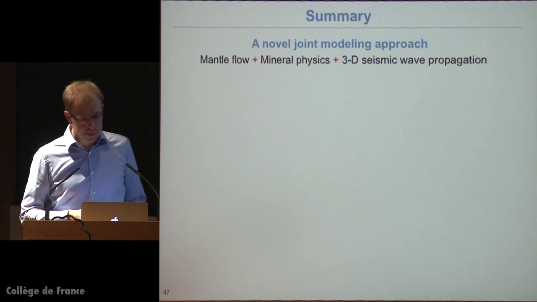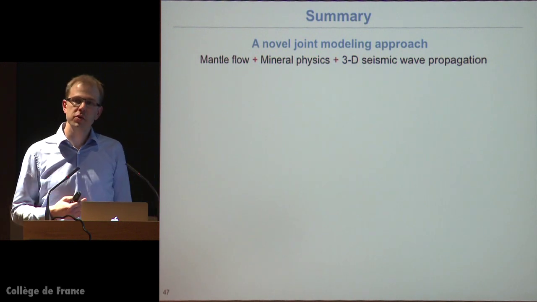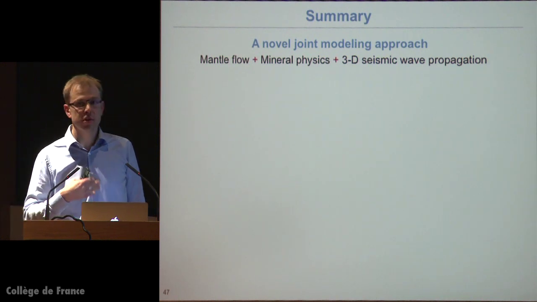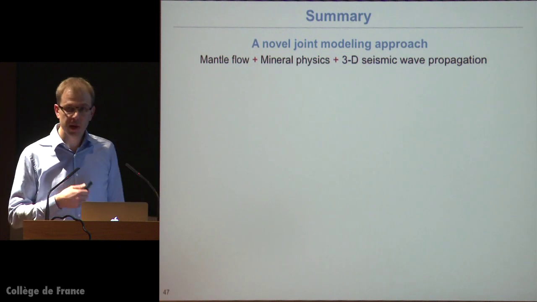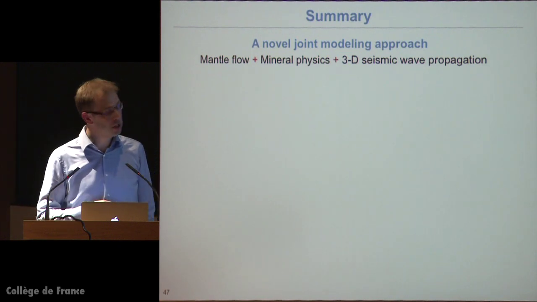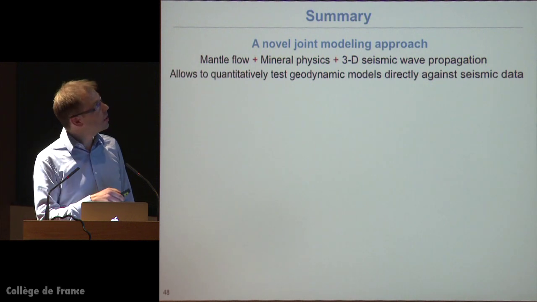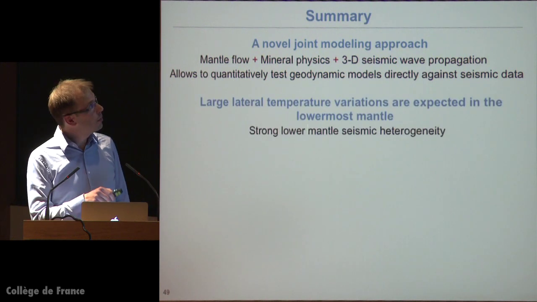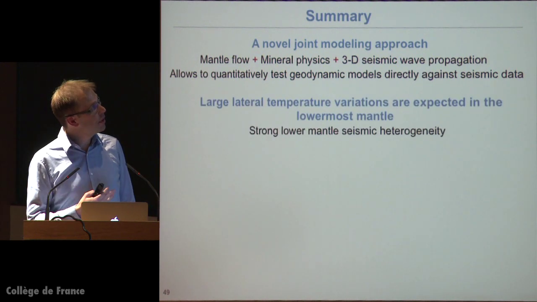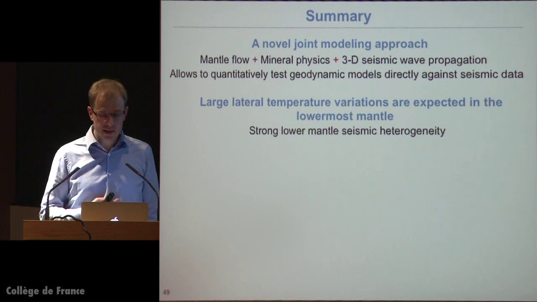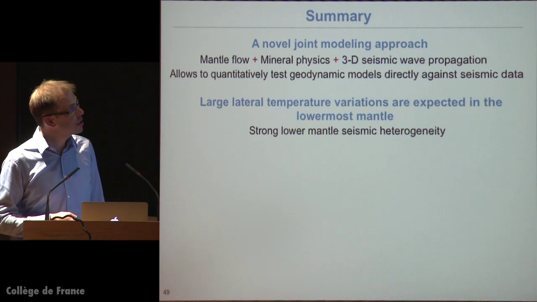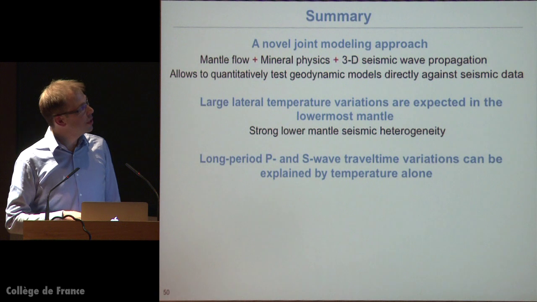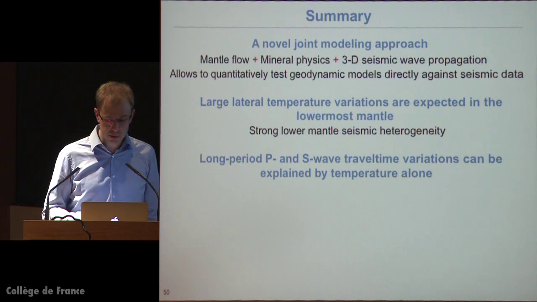So to summarize, I've introduced a new joint forward modeling approach here, which consistently combines mantle flow simulations with information from mineral physics, plugs that into 3D seismic wave propagation simulations, and by doing this, we can then quantitatively test geodynamic models directly against seismic data. I've shown to you why we expect large lateral temperature variations in the lowermost mantle, and that this can create strong lower mantle seismic heterogeneity, which is compatible with tomographic models, and also the long period P and S wave travel time variations can be explained by temperature alone.